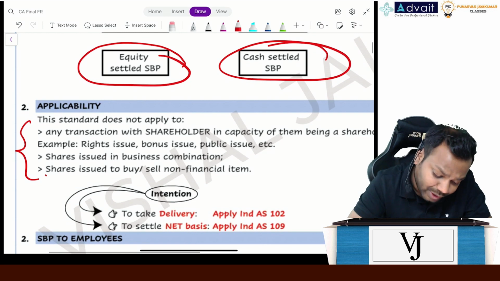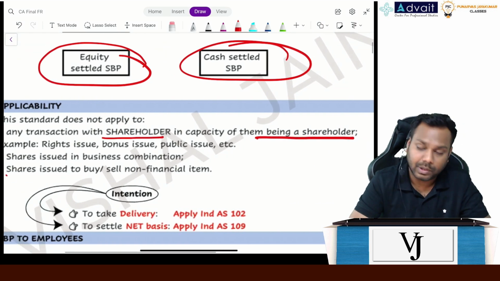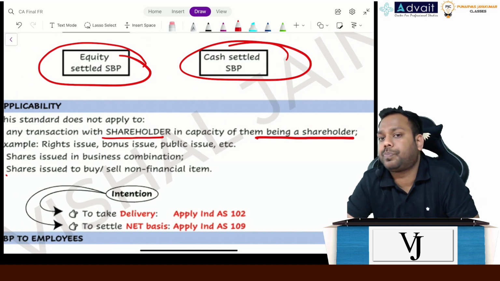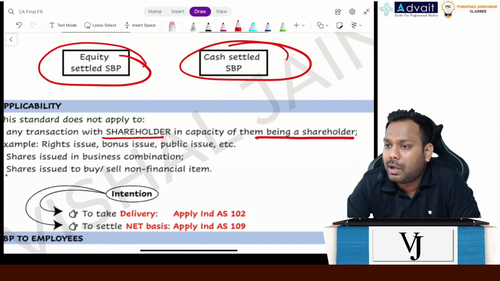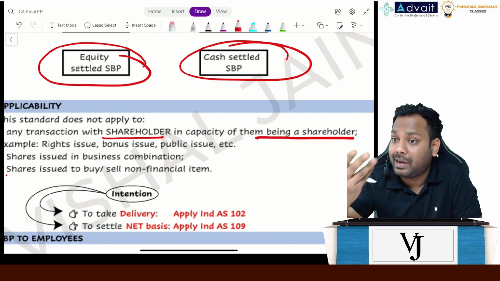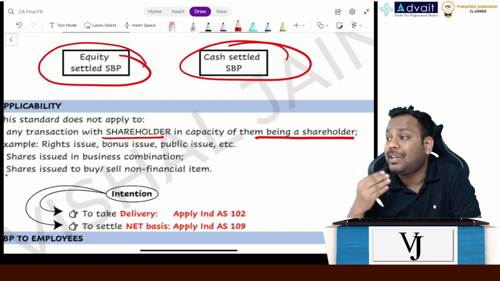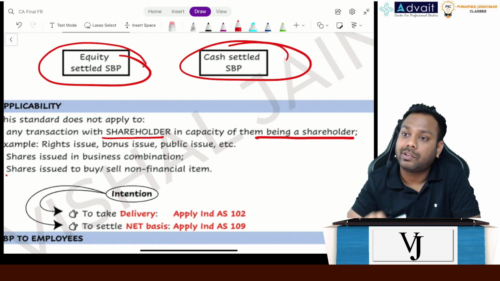Any transaction with a shareholder of the company in the capacity of being a shareholder is not covered here. Now let's suppose you are a shareholder of the company, and from you I purchase some assets for which I am delivering you the shares. Even though you are a shareholder, this transaction is not in the capacity of being a shareholder, right? So this transaction will be covered here.